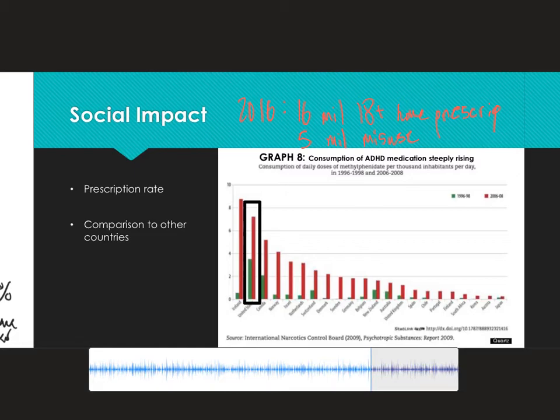Taking a look at Graph 8, it shows us the consumption of ADHD medication by nation. I went ahead and bolded the United States graph. We are the second highest in consumption. And if you look at our before rate in 1996, it's 2 times higher than the next closest before rate in Canada. Oddly enough, we aren't number one.